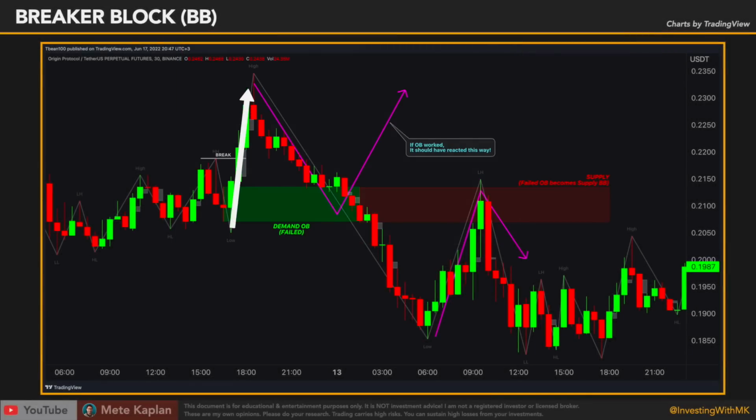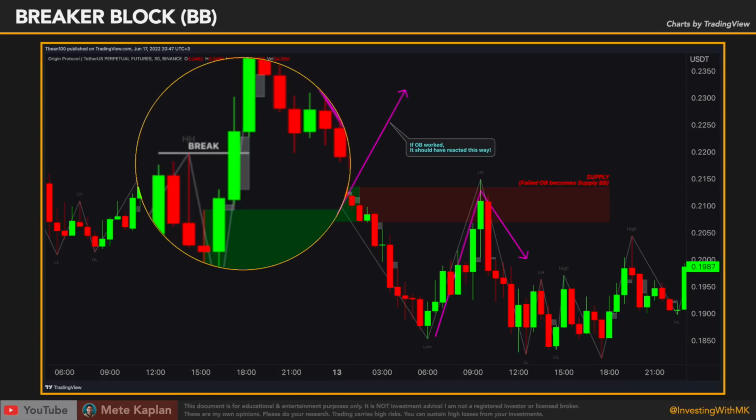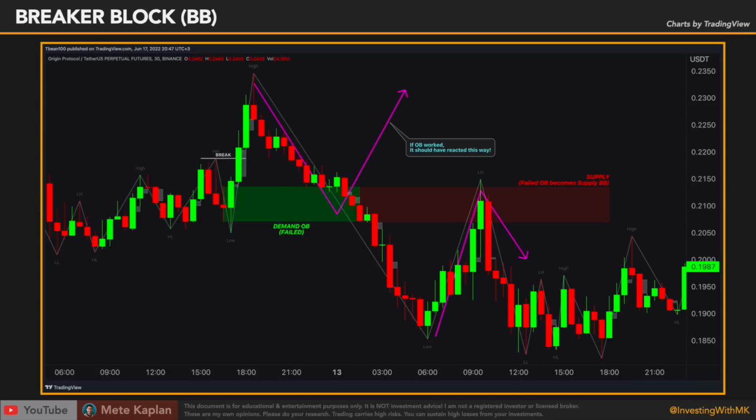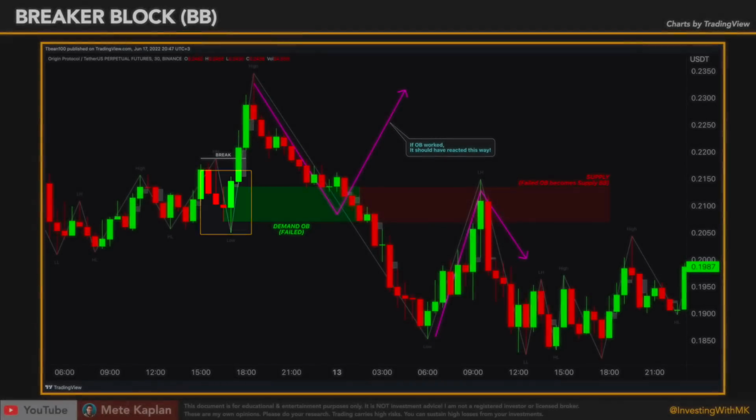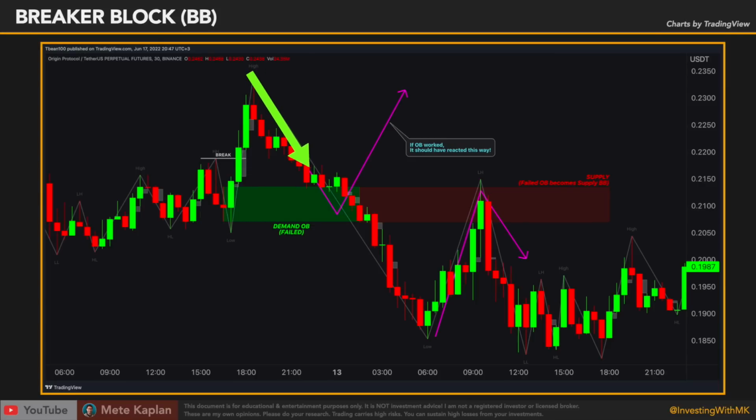Okay, price breaks above strongly. It even leaves an imbalance. And the last red candlestick that starts the move is our order block. Now what do you expect? Price comes to our order block and reacts from there. However, it's not the case all the time. As you may see, it fails, changing the trend direction with the market structure break.